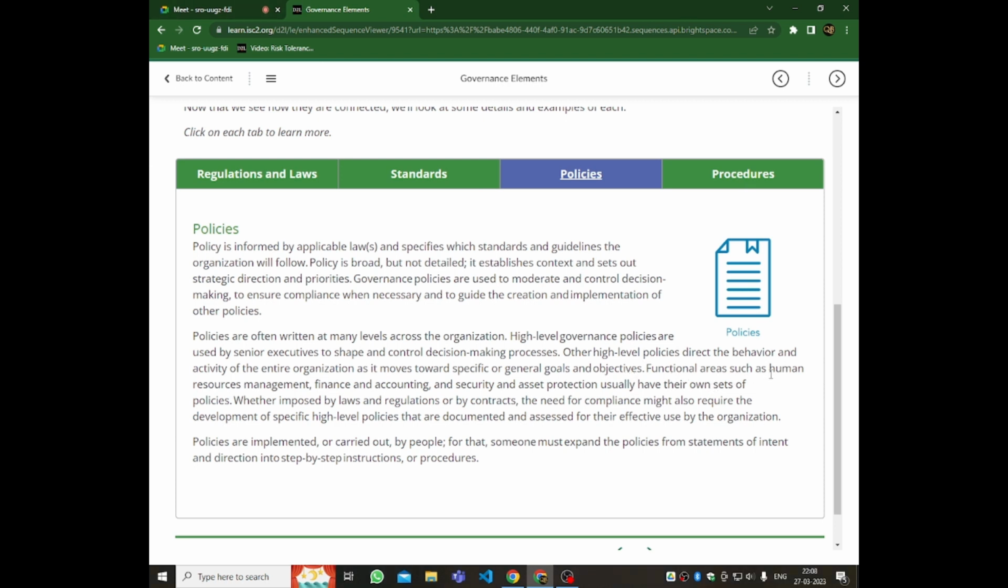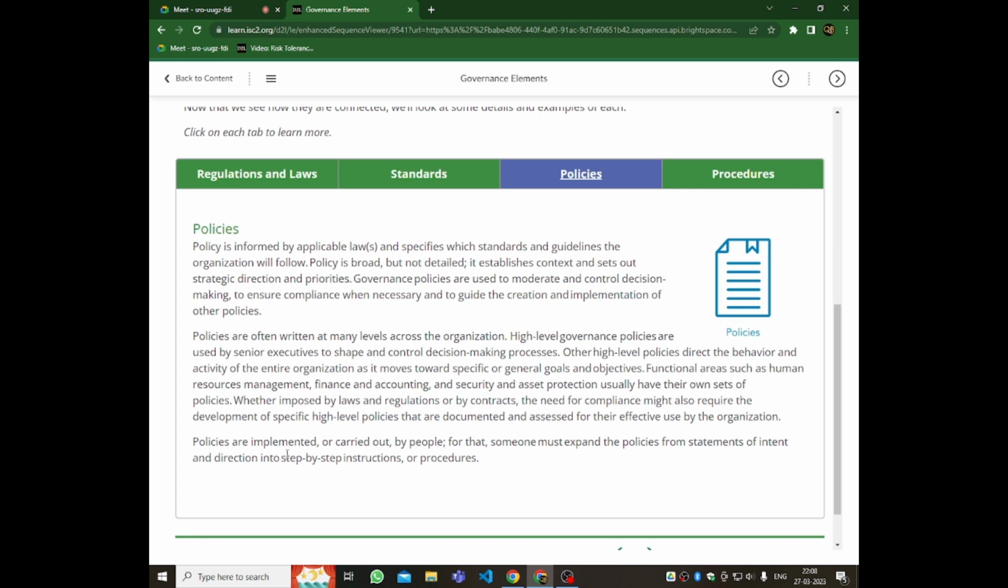Functional areas such as human resource management, finance and accounting, and security and asset protection usually have their own sets of policies, whether imposed by laws and regulations or by contracts. The need for compliance may also require the development of specific high-level policies that are documented and assessed for their effective use by the organization.